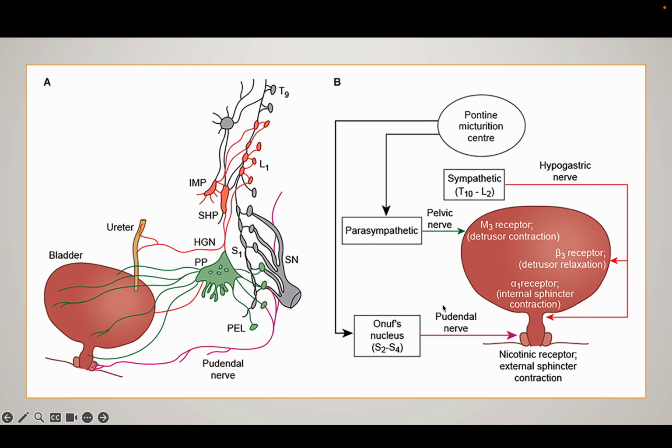It stimulates beta 3 for relaxation of the detrusor muscle, and alpha 1 agonism in the internal sphincter causes internal sphincter contraction. Whereas Onuf's nucleus gives the pudendal nerve. It supplies the external sphincter, causing external sphincter contraction so that it prevents micturition. This is the pudendal nerve, the somatic supply.